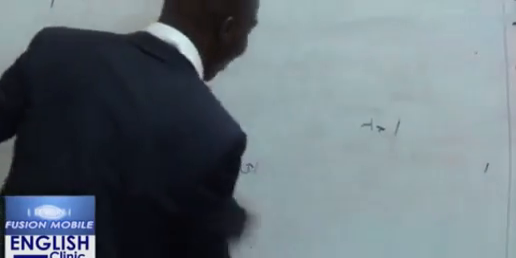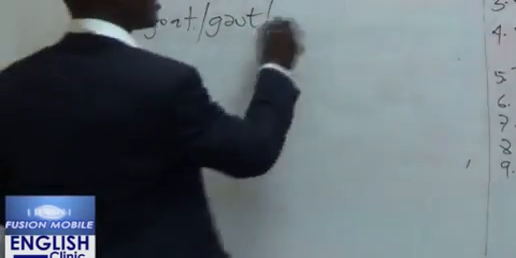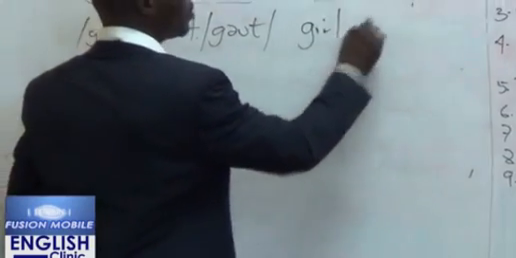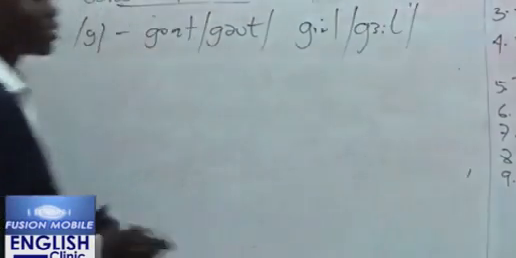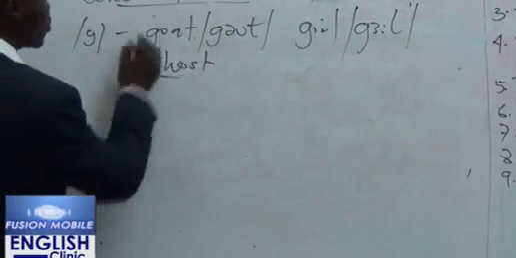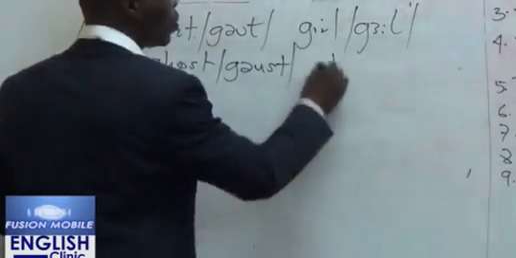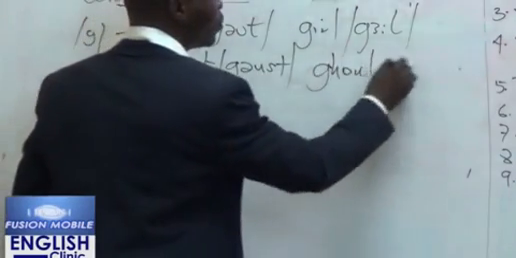Then let's look at the next sound, which is the ga sound. That is from letter G. Now, the ga sound as in goes. As in go. Girl. Then it can also be realized by GH as in ghost. Ghoul.